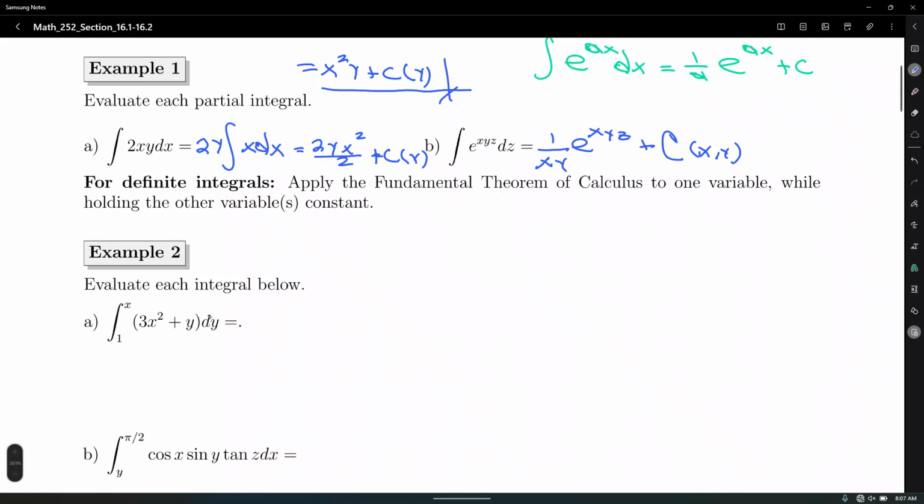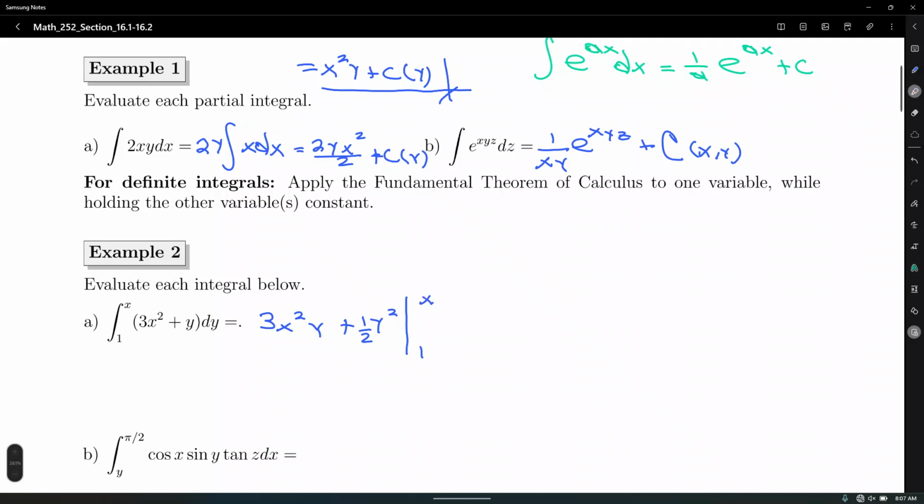Okay, in this case, we're integrating with respect to y. 3x squared is a constant with respect to y. So the integral of a constant will be the constant, 3x squared, times the variable: 3x squared y. And then the integral of y will be y squared over 2, or 1/2 of y squared. Now, we're going to integrate this from 1 to x, okay?